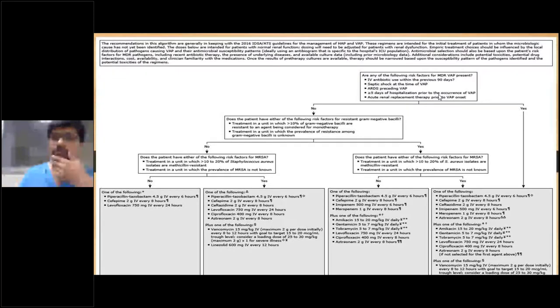So basically the point is, this is a very busy slide. The point is, the font is very small. I'll go through that one by one.